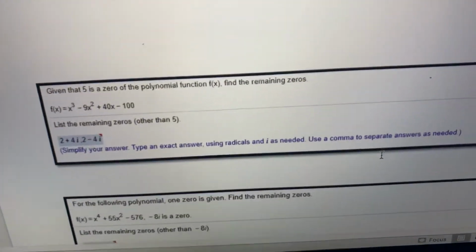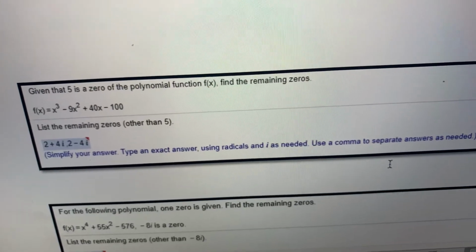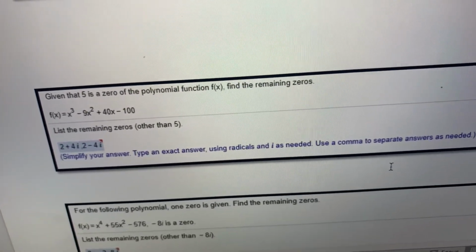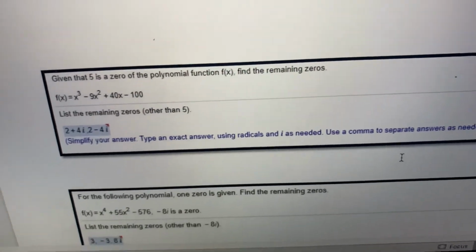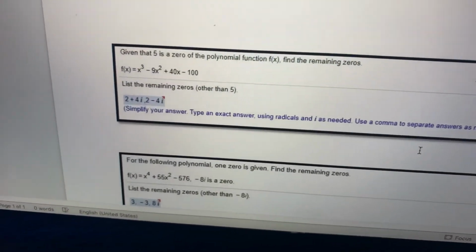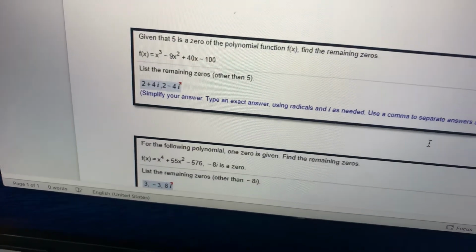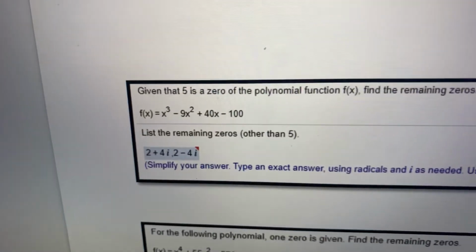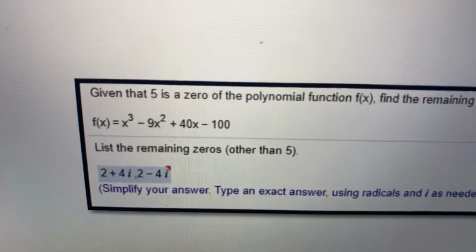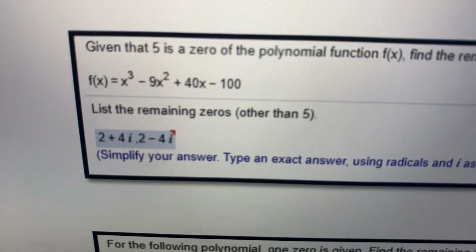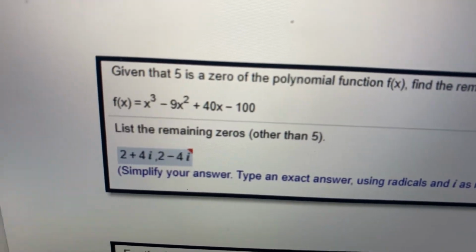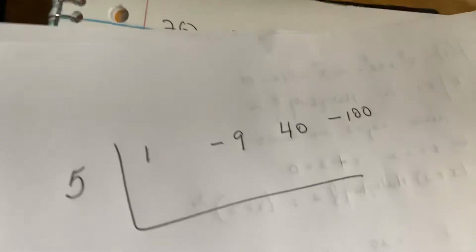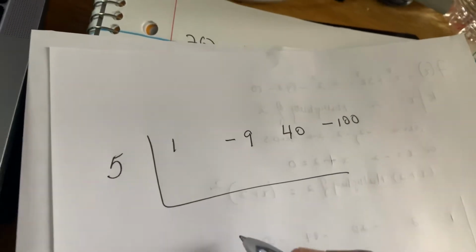As I look here, this one says, given that 5 is a zero, the polynomial function. So basically what you do is the same thing. You have the synthetic division sign. Let me see if I can pull it up here quickly. All right. Do the same thing here. It says, given that 5 is a zero, so that means 5 will come here. And the function, we're looking at coefficients of 1, negative 9, positive 40, and minus 100. It's going to look like this. And we do the same thing.